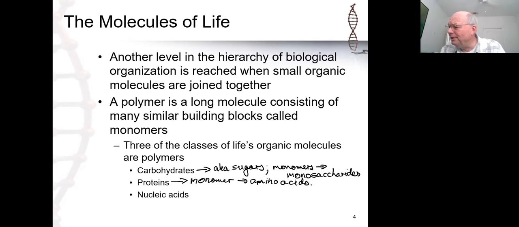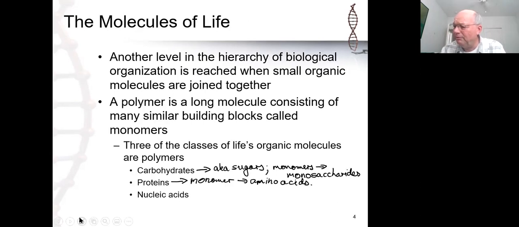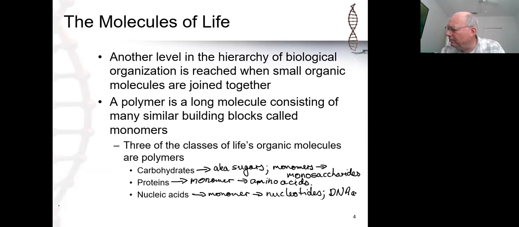Let me just move the text over here so I can use the full depth of the slide. So nucleic acids, the monomer here is the nucleotides. So the nucleotides, and the polymers are the DNA and RNA.